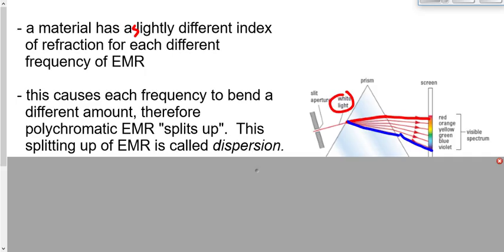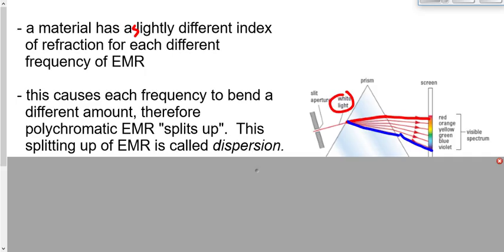You need to know that the higher the frequency of EMR, the higher the index of refraction will be. But I'm suggesting to you that you don't remember that or memorize that. I'm suggesting to you that you just visualize that picture.